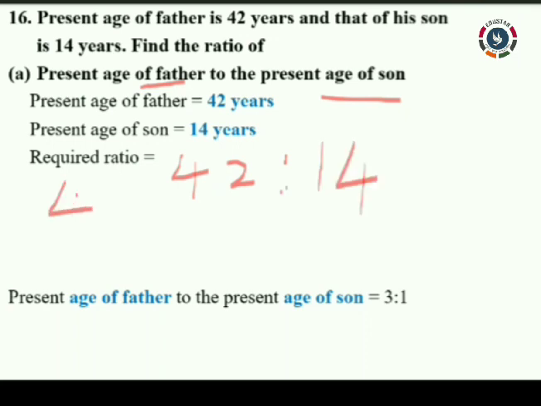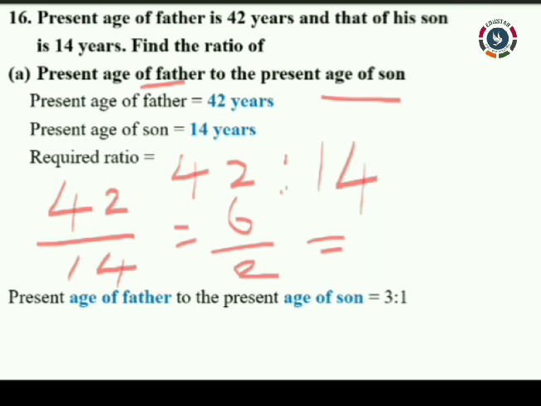How will you write a fraction for this? 42 divided by 14. Now check 42 and 14. Both are divisible by 7. Yes. So 6 sevens are 42 and 2 sevens are 14. Next 6 and 2. Both are divisible by 2. Yes. 3 twos are 6 and 1 two is 2. So 3 is to 1. So the ratio of the present age of father to the present age of son is 3 is to 1.